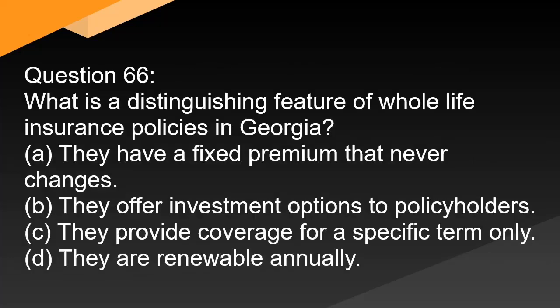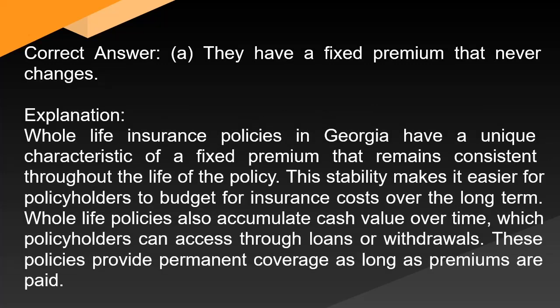Question 66. What is a distinguishing feature of whole life insurance policies in Georgia? Correct answer: A. They have a fixed premium that never changes. Explanation: whole life insurance policies in Georgia have a unique characteristic of a fixed premium that remains consistent throughout the life of the policy. This stability makes it easier for policyholders to budget for insurance costs over the long term.